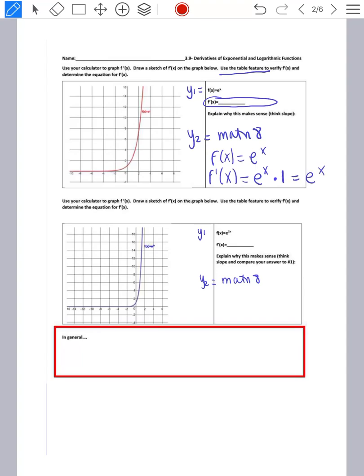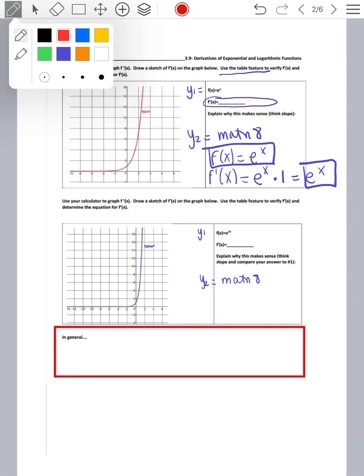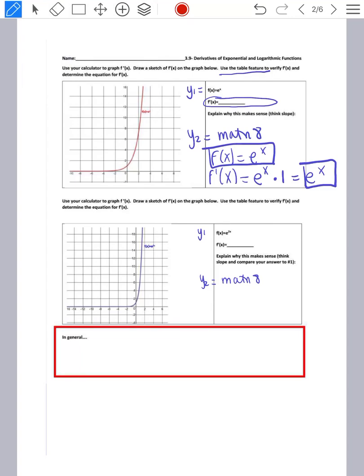It means the derivative of e to the x is e to the x. Well, let's think about that based on slope. So if this is my original function graphed in red, that's e to the x. What do you notice about the slope originally? Well, the slope originally is close to 0. It's almost flat.